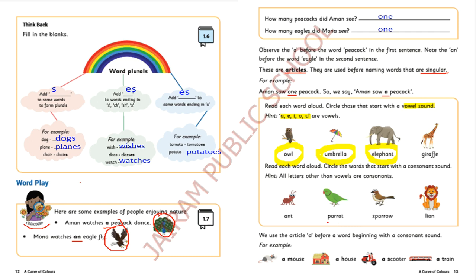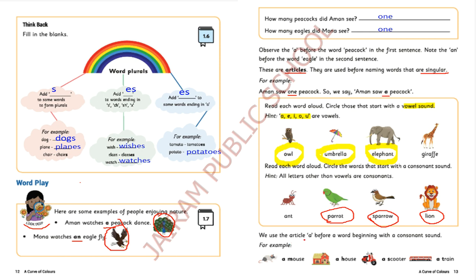Parrot, what is the first letter? P. So it's a consonant. Let's circle that consonant beginning word. Sparrow, what is the first letter? Yes, the sound of S is S. So we can circle the sparrow. It's not a vowel. Lion. The first letter is L. What is the sound of L? L. It's not a vowel, so we can circle. It is a consonant. So I think you all understood what the sounds of vowels and consonants are. So let's go to the next one.